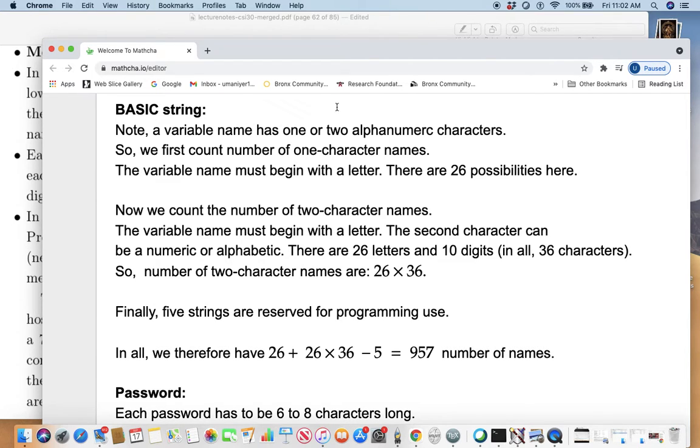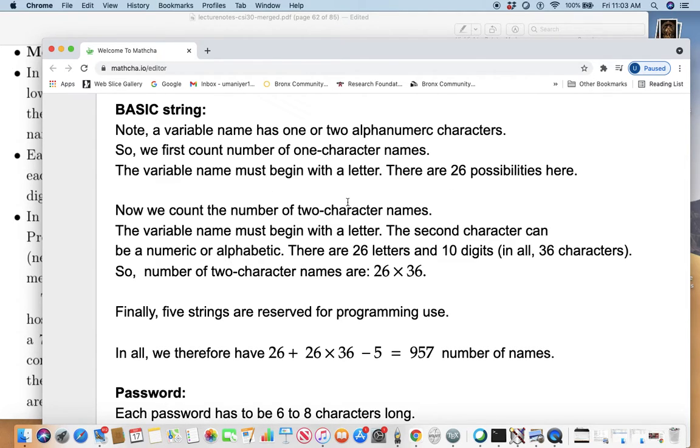A variable name has one or two alphanumeric characters. So we first count the number of one character names. The variable name must begin with a letter. There are 26 possibilities here because it's only one character, so that has to be a letter.